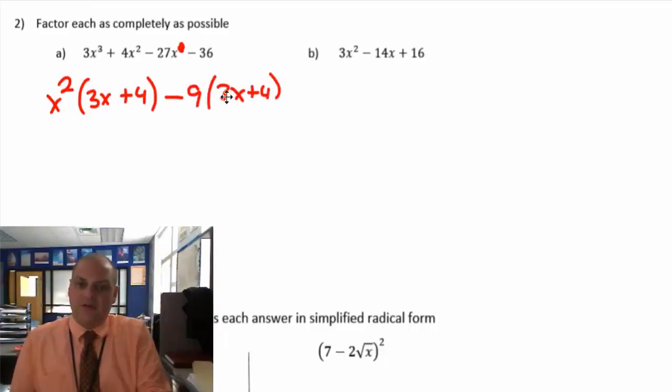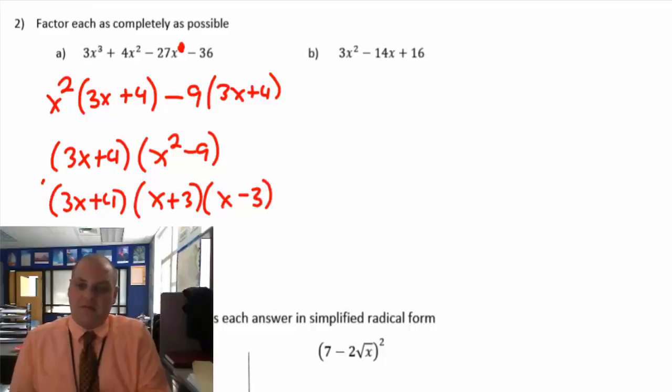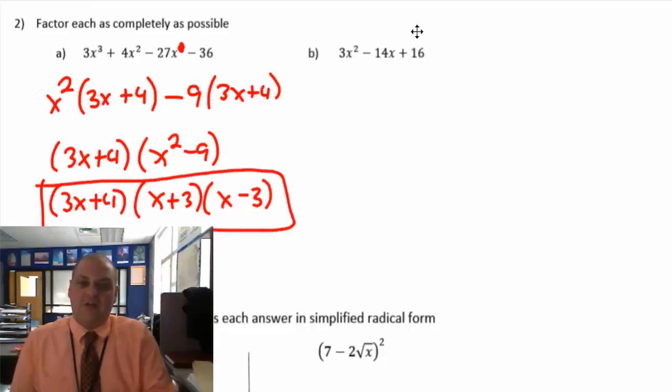We're going fast because, again, you should have done this already. 3x plus 4 is my common binomial factor. We've been doing this all year. I hope we're good at this by now. And then factoring completely means that you got to make sure you can't factor anymore. Of course, x squared minus 9 can go to x plus 3, x minus 3. So there you go. There are your factors.